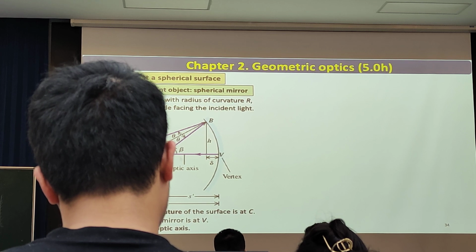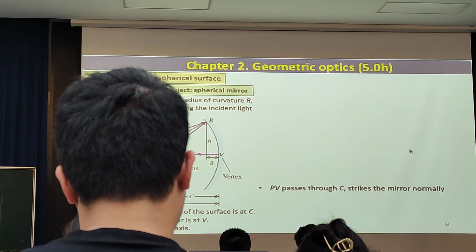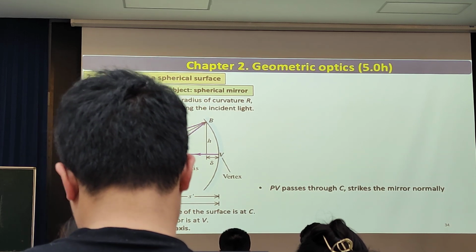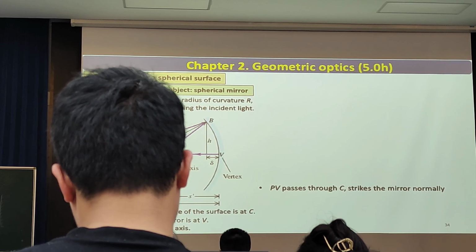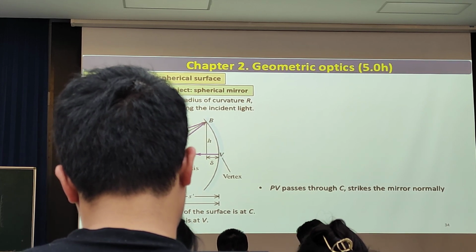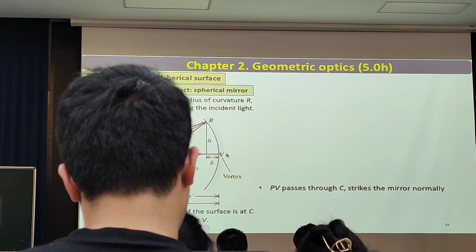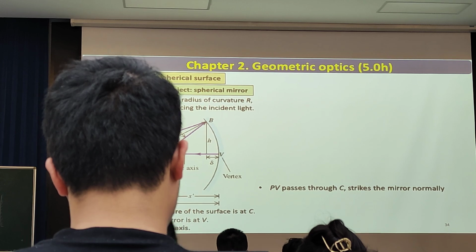So first we will draw PV. First we will draw a special ray. So P lies on this optic axis. So we will use directly P coming to V. So if this line passes through PV.